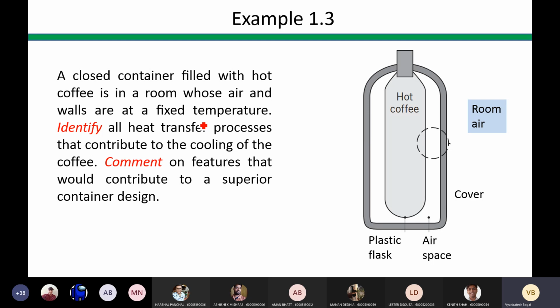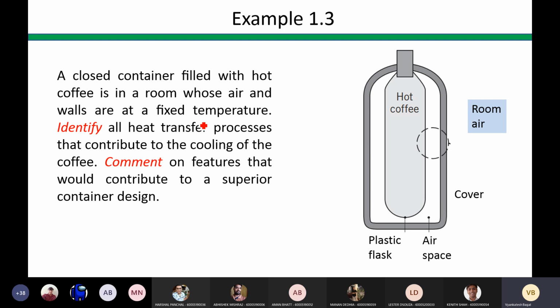So read the problem statement and then try to analyze this. What we have right now is a closed container filled with hot coffee or tea. This is in a room whose air and walls are at fixed temperature.